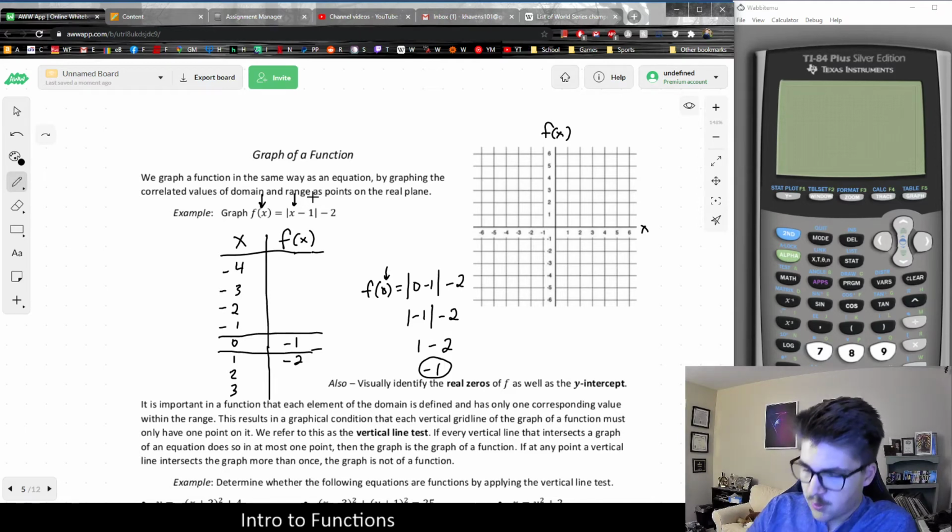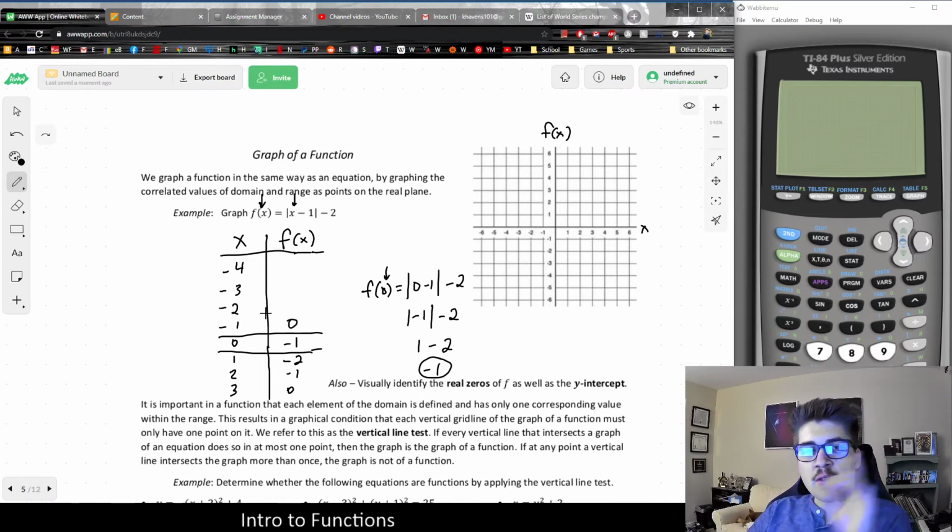If I were to plug in 2, I would get 2 minus 1, which is 1. 1 minus 2 is negative 1. If I plug in 3, I would get 3 minus 1 is 2, 2 minus 2 is 0. Now, if I use some of these other numbers that I chose, negative 1 minus 1 is negative 2. The absolute value of negative 2 is 2. 2 minus 2 is then 0.